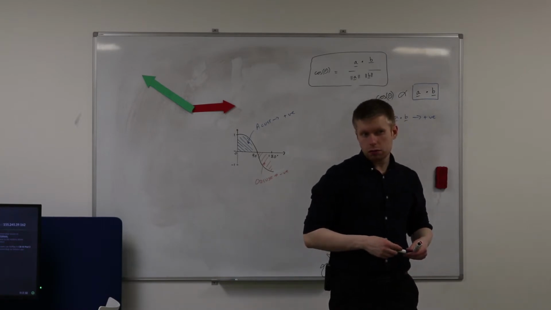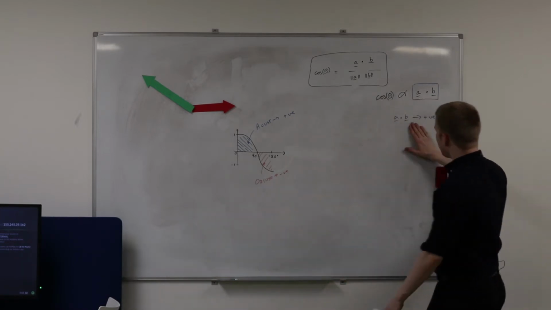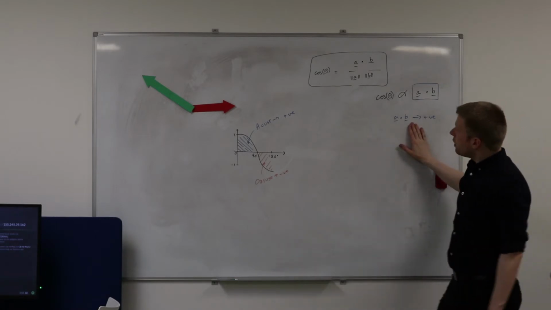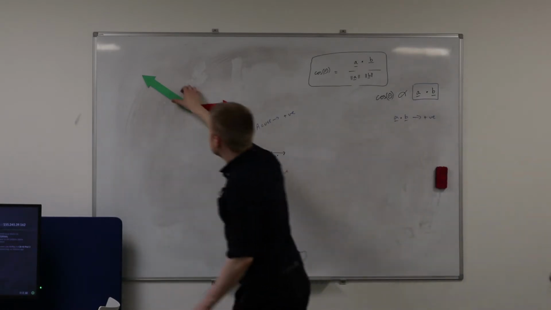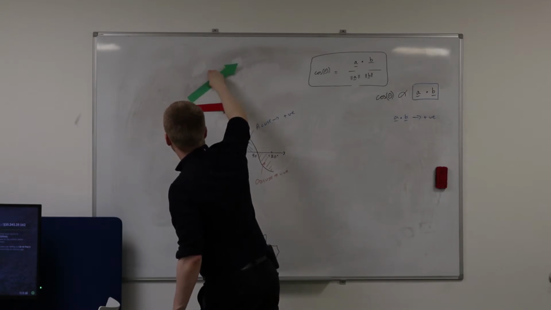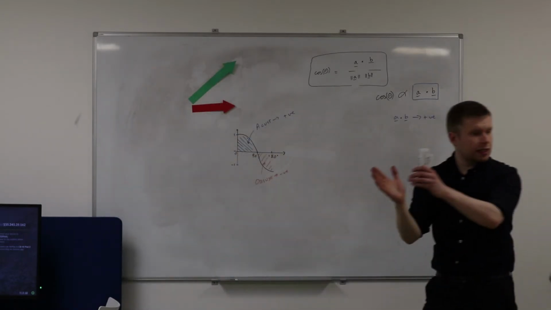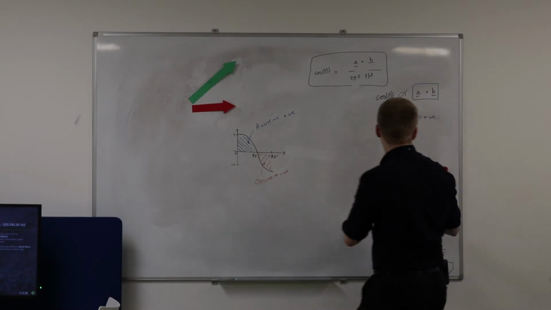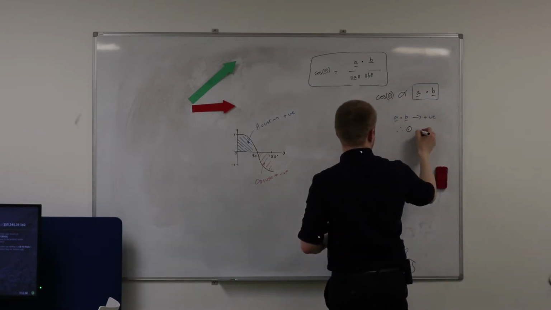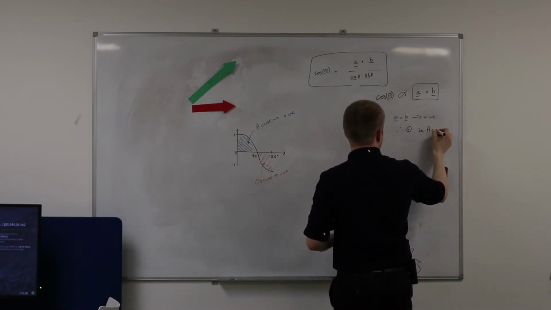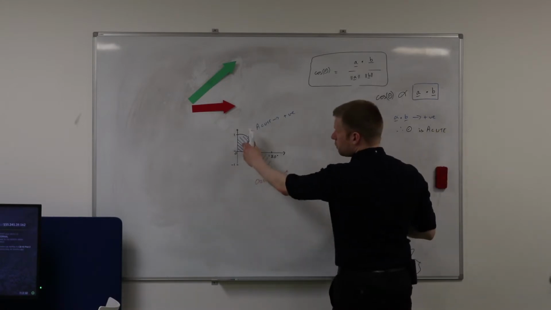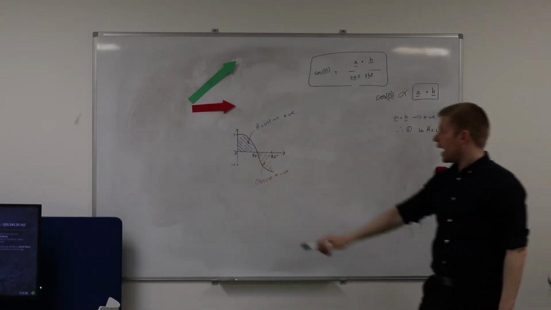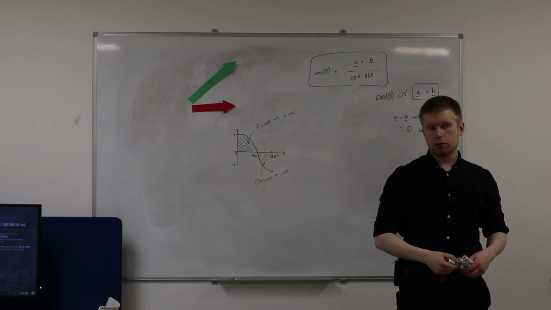Is that okay? So in other words, if A dot B comes out as positive, then the angle between my two vectors must be acute. They must be facing in roughly the same direction. So therefore, the angle between my two vectors is acute. And I can tell that from the graph, because a positive region on my graph corresponds to angles between 0 and 90 degrees.